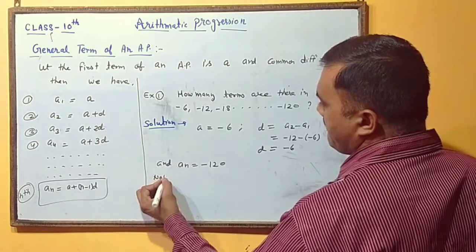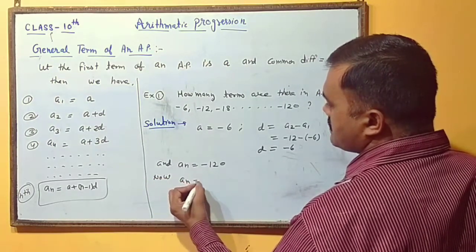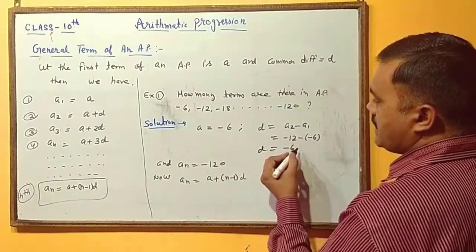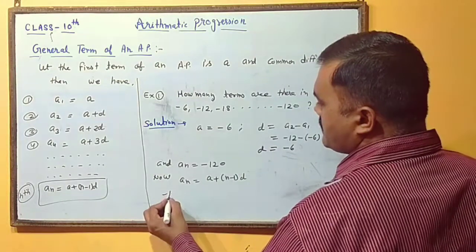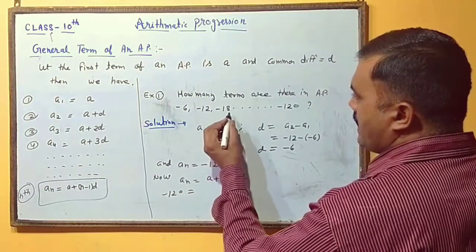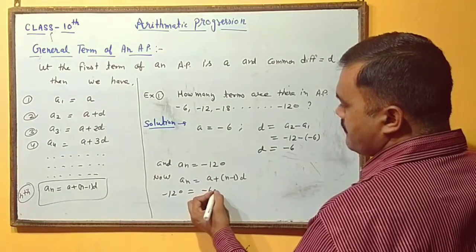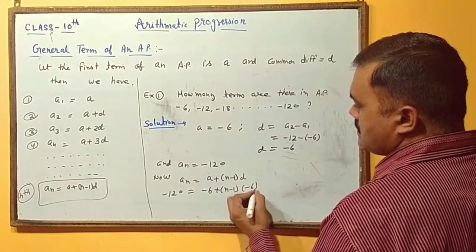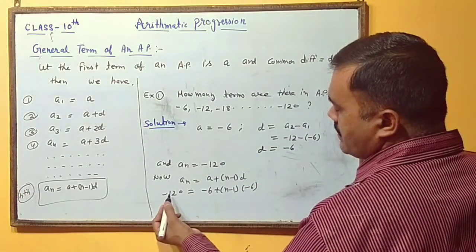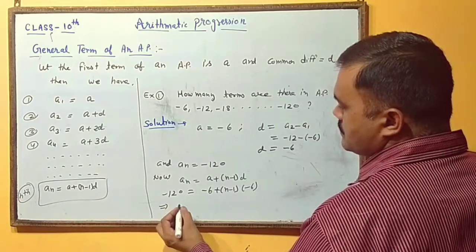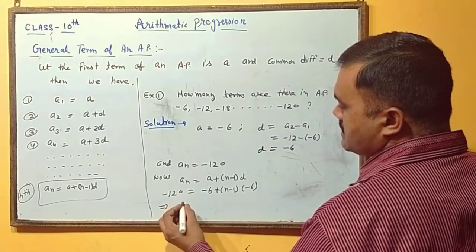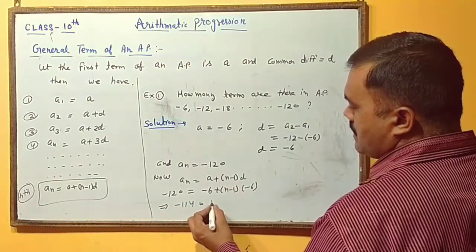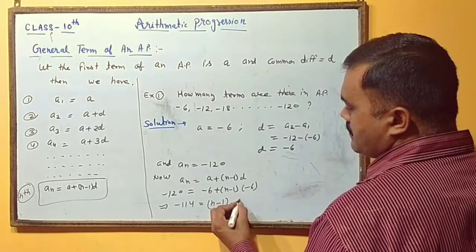Now we have the formula: an is equal to a plus n minus 1 into d. Now put these values of a, d and an. So minus 120 is equal to a, which was minus 6, plus n minus 1, which we don't know, into d, which is minus 6. Now take this to this side, it will get added. So 120 minus 6 will be 114, minus 114 is equal to n minus 1 into minus 6.